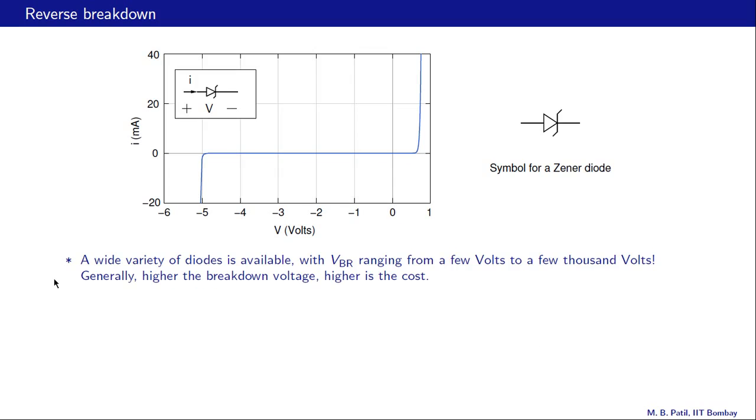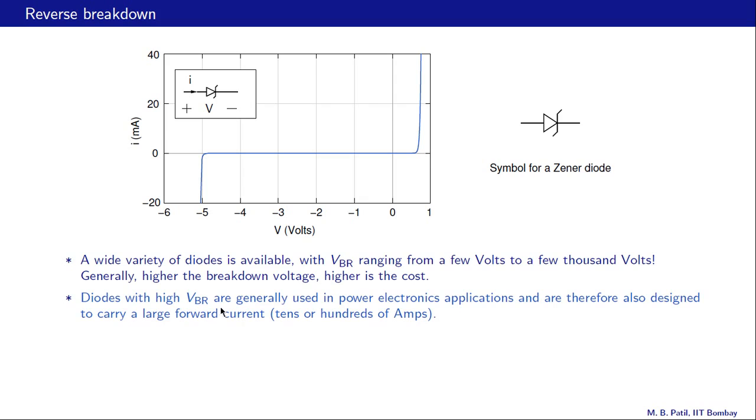Let us make a few comments on the reverse breakdown. A wide variety of diodes is available with the breakdown voltage ranging from a few volts, as in this case, to a few thousand volts. That's a very large breakdown voltage. And generally, higher the breakdown voltage, higher is the cost, because if we want to make a diode with a breakdown voltage of 1000 volts, for example, the manufacturing process that it requires is very stringent, and that adds to the cost.